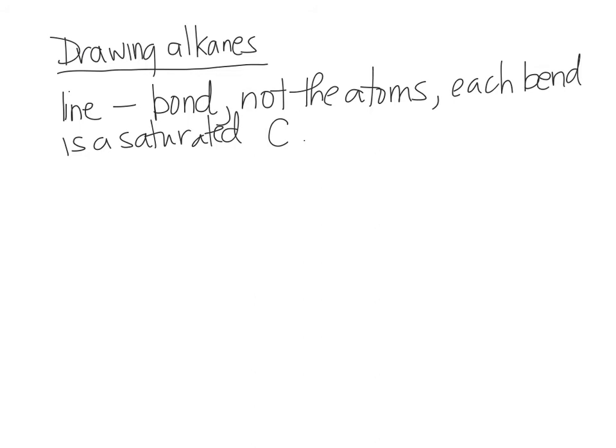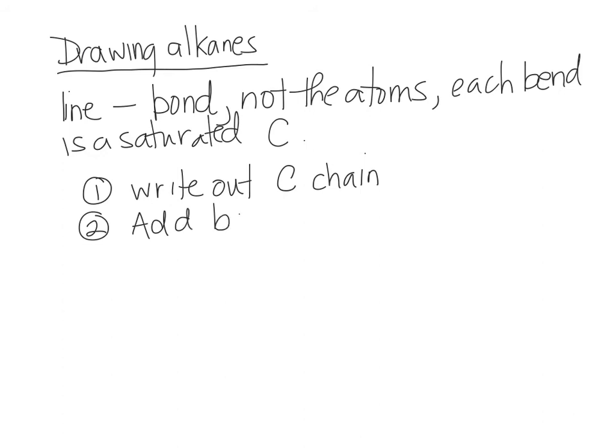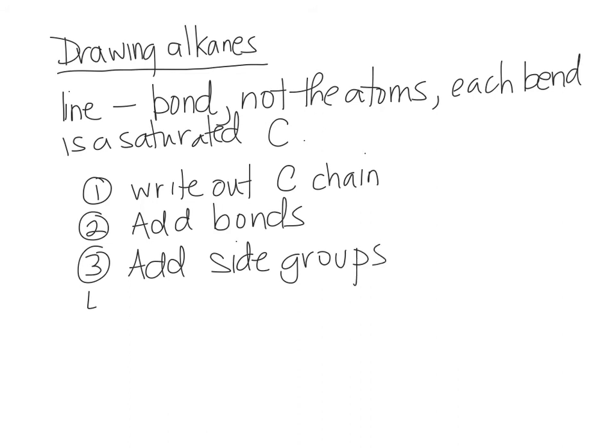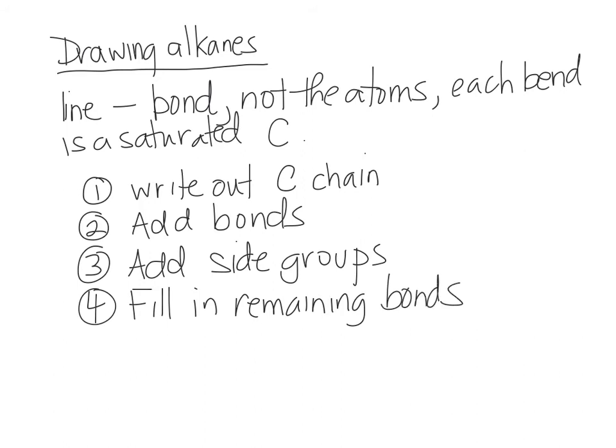So what you want to do for a structural diagram or a line diagram is write out the longest carbon chain first. Then what you're going to do is add the bonds. Then you're going to add the side groups. And then the last thing you're going to do is fill in remaining bonds with hydrogens.